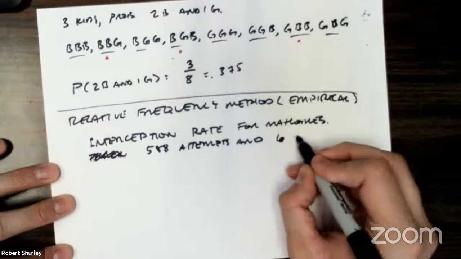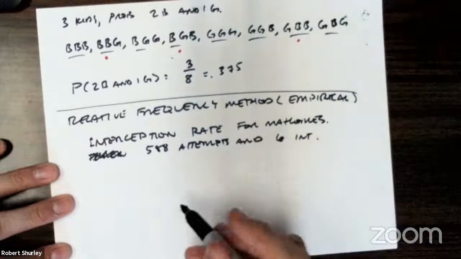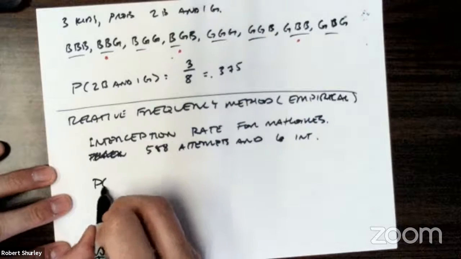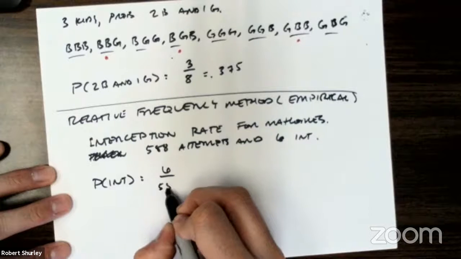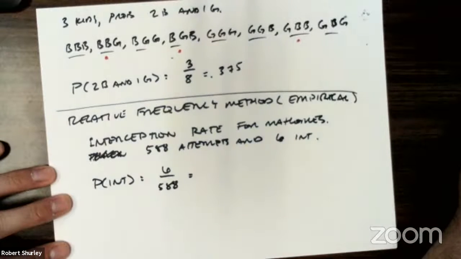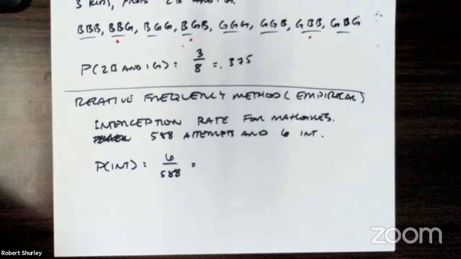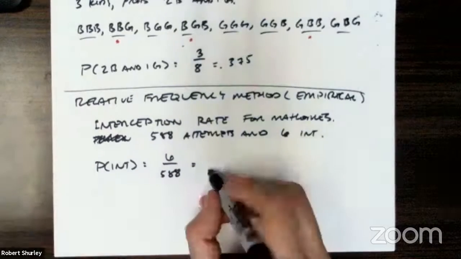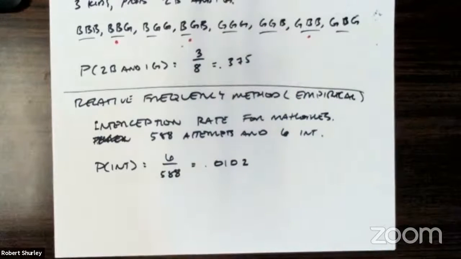And we had 6 interceptions. So 588 attempts with 6 interceptions. That means his probability of interception, we're going to say, is 6 out of 588, right? This would be a relative frequency probability. So 6 out of 588. Now I'm going to just look on my phone and do that real fast. So 6 divided by 588. That's 0.0102. You've got a better chance of drawing the ace of spades.